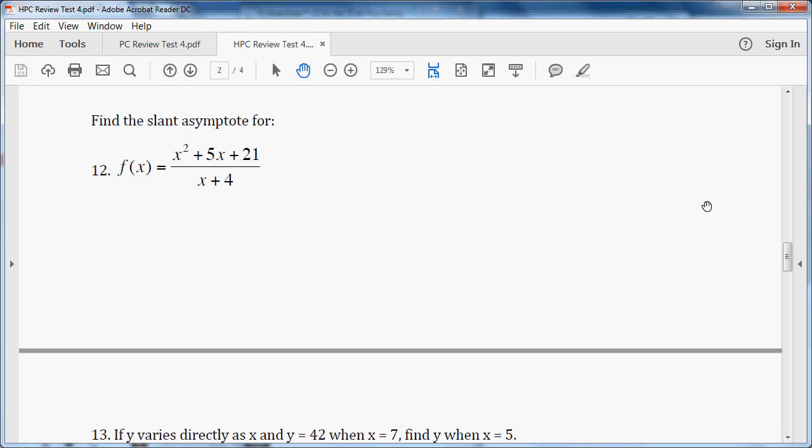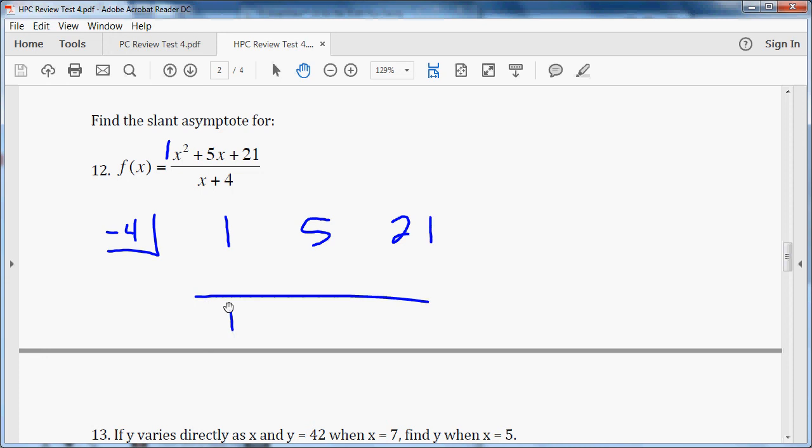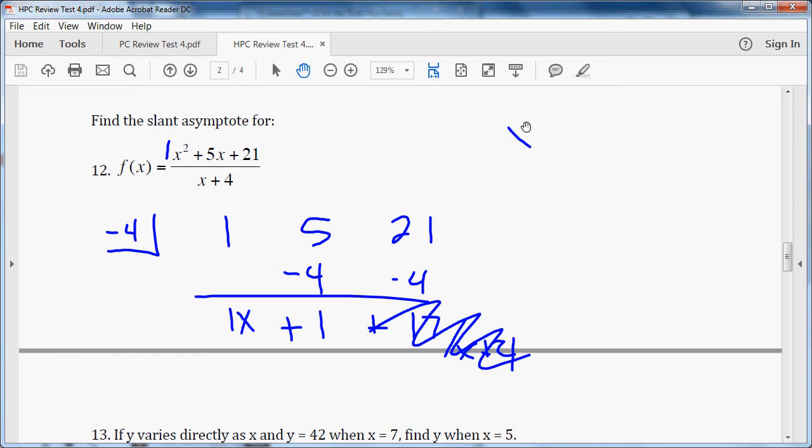Then I pull the coefficients, which is 1, 5, and 21. Pull down the 1, negative 4 times 1. Add those together, get a 1. Negative 4 times 1, negative 4. So we get a remainder of 17. So we get 1x plus 1, and then this would be the remainder. But in slant asymptotes, we don't care about the remainder. We just keep the other part. So actually I put y equals, but our slant asymptote is y equals x plus 1.